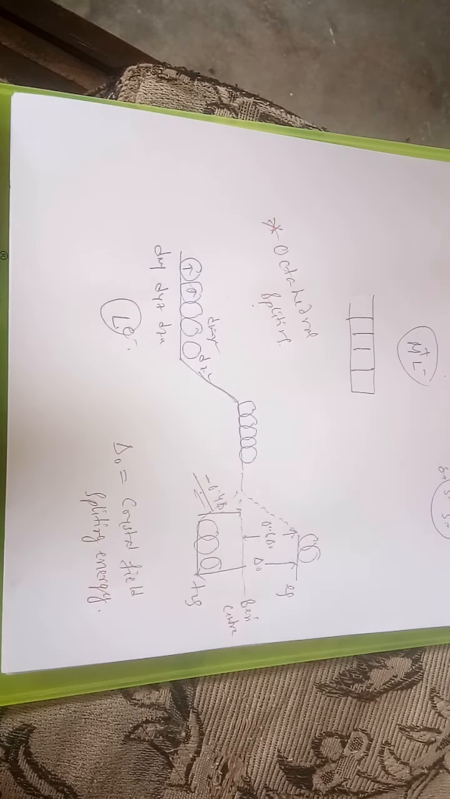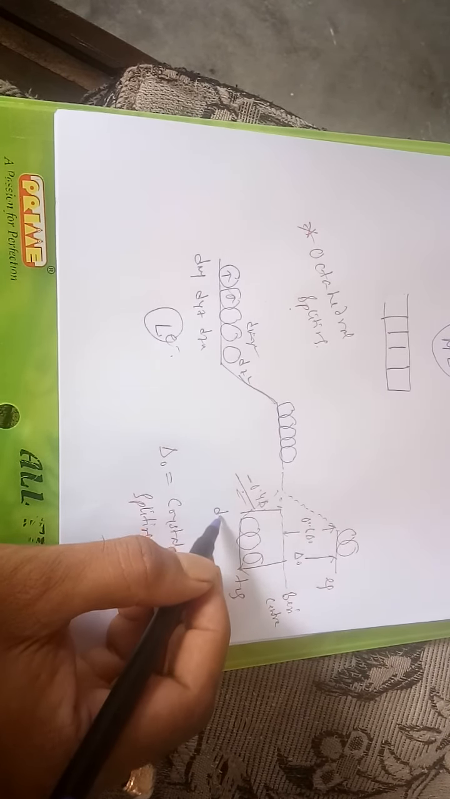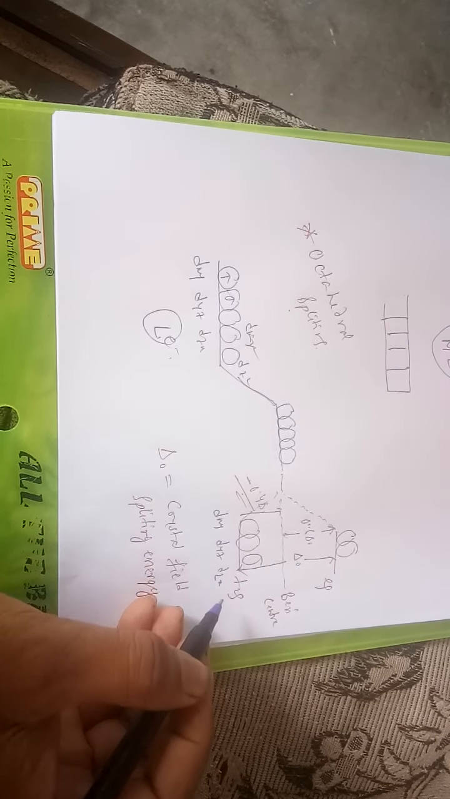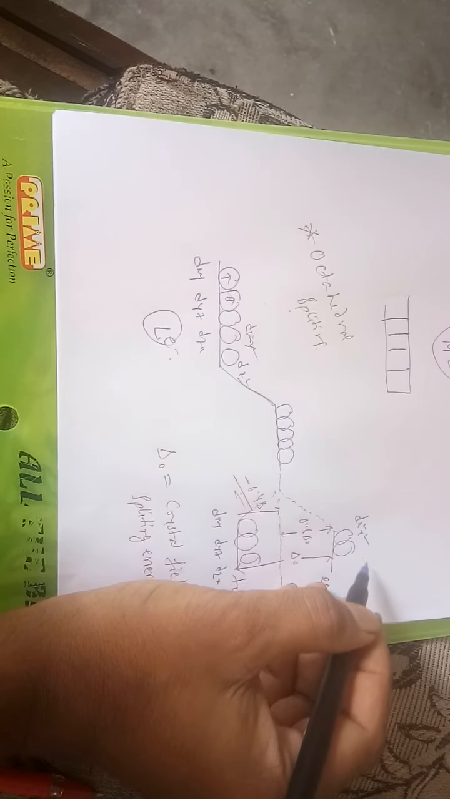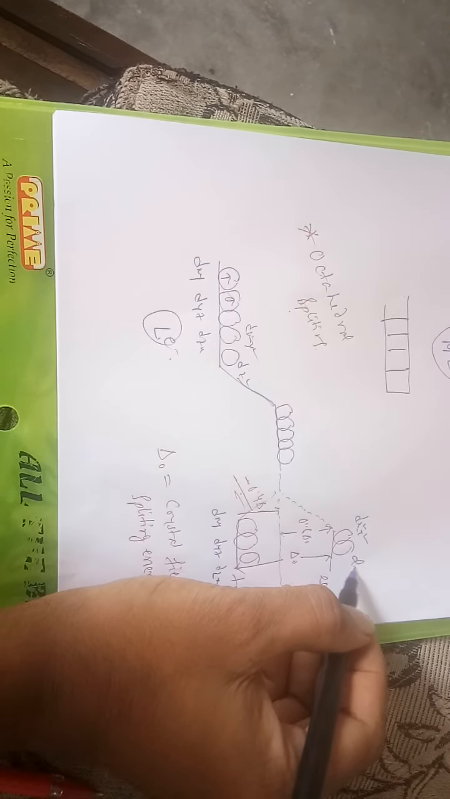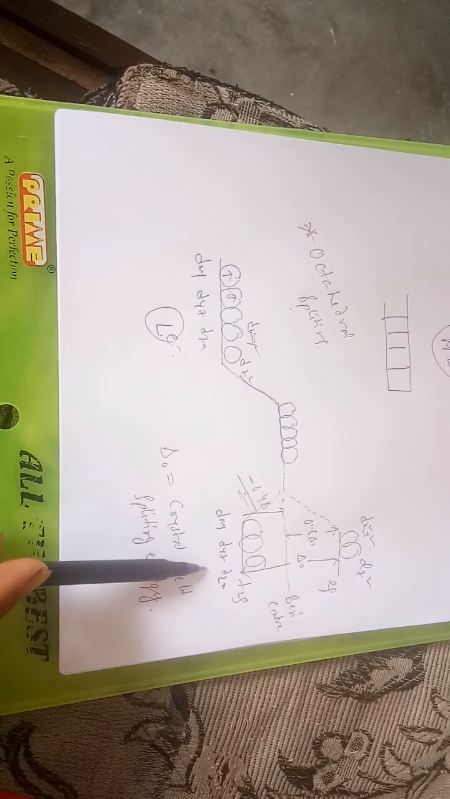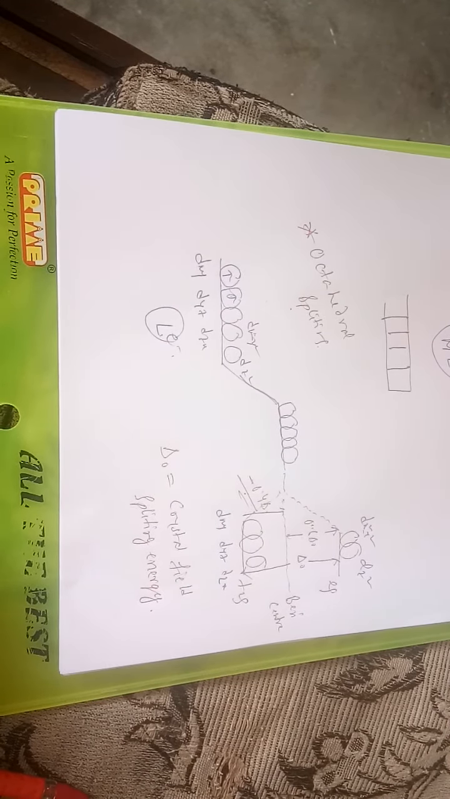Now the question arises: these are the 3 d orbitals, dxy, dyz, dzx in the lower level, and dx square minus y square and dz square in the higher level. The question arises, why are these orbitals in the lower level and why are those orbitals in the higher level?